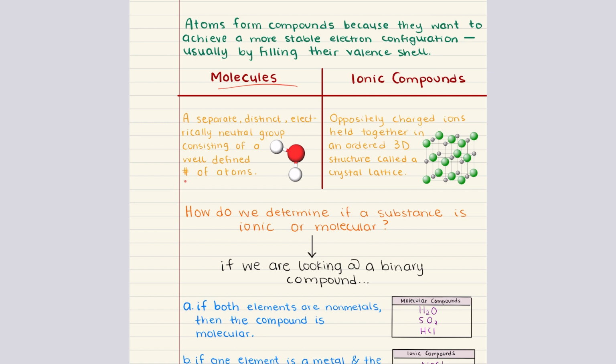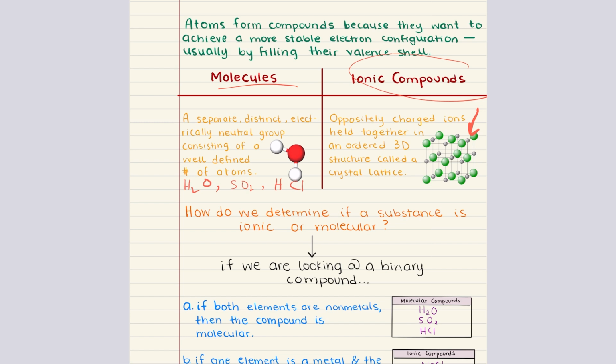For example, water, H2O, sulfur dioxide, SO2, and hydrogen chloride, these are all molecular compounds where the atoms are bonded covalently, but they remain part of a well-defined separate unit. Ionic compounds, on the other hand, consist of oppositely charged ions that are held together in a highly ordered 3D structure known as a crystal lattice.